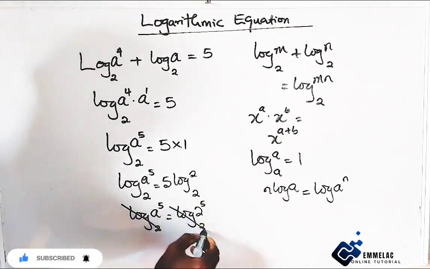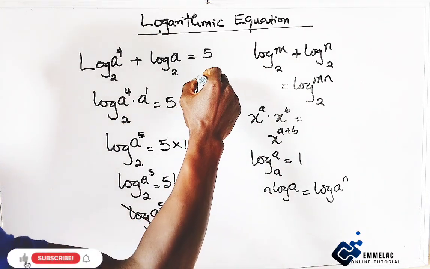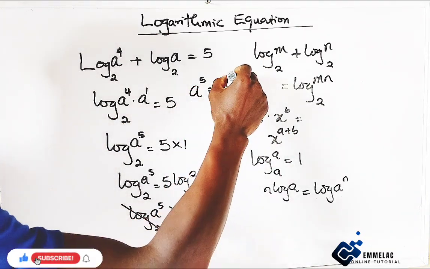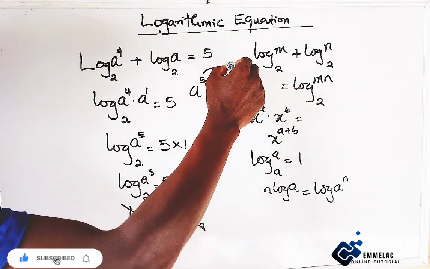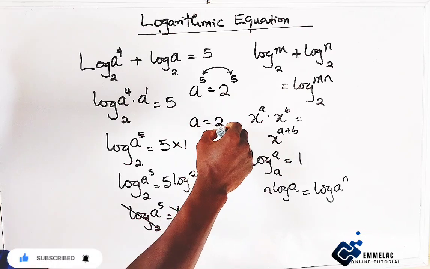Now we can eliminate the log base 2. At the end of the day, here we have a raised to the power of 5 equals 2 raised to the power of 5. Since we have the same power on the left and the right-hand side, we can conclude that a equals 2.